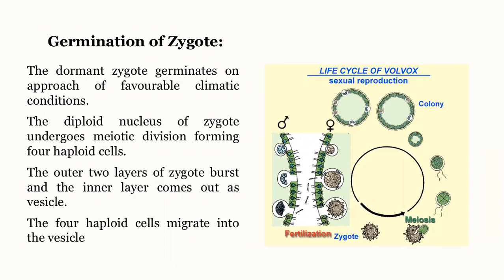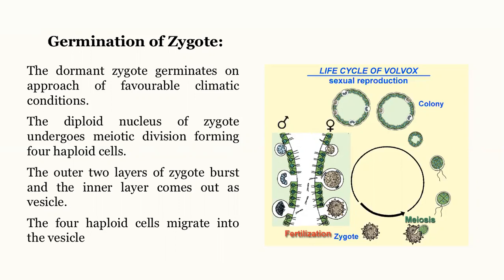So once favorable condition has returned, what will happen? The zygote will undergo meiotic division and form four haploid cells. The outer two layers of the zygote will burst open. That means the wall layers will burst open and the inner layer will come oozing out as a vesicle, and the four haploid cells will now migrate into the vesicle.